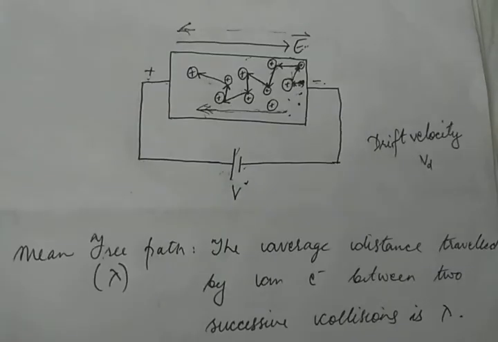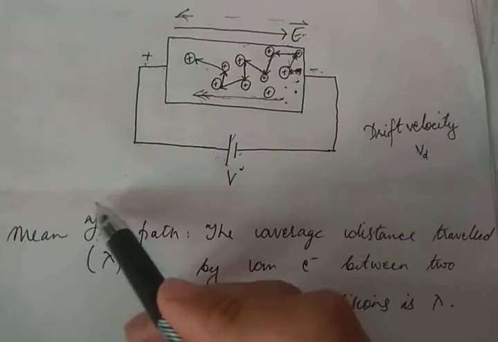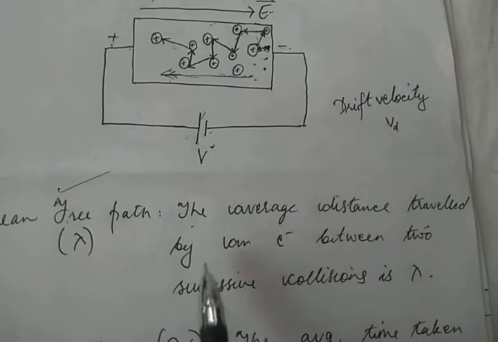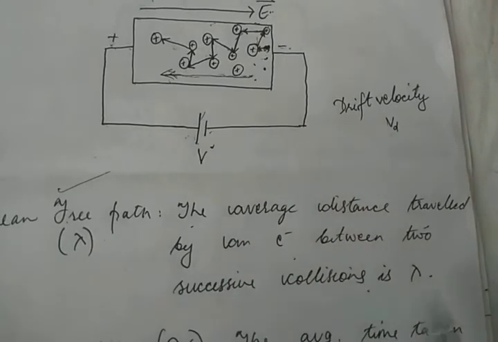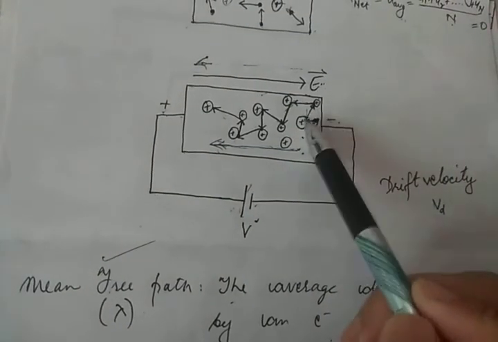So straight away I jumped to drift velocity, but let us talk about two other terms that we'll encounter here. One is called mean free path. Now what is mean free path? The average distance traveled by an electron between two successive collisions is called mean free path, denoted by lambda. So two collisions, the average distance traveled.